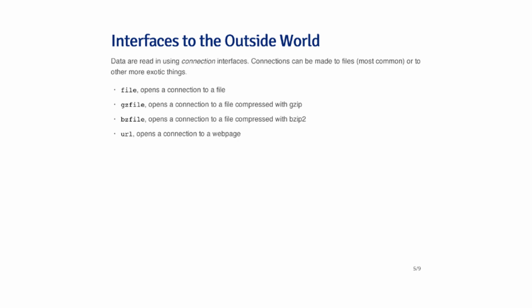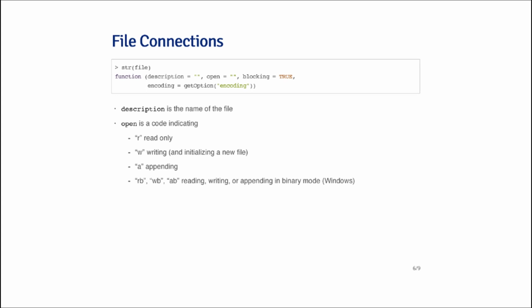So this can be useful for reading text files and other types of text files. gzfile and bzfile are used for opening connections to compressed data files. So gzfile is used for files that are compressed with the gzip algorithm, and bzfile is for opening connections to files compressed with the bzip2 algorithm. Files that are compressed with gzip usually have a gz extension, and files compressed with bzip2 usually have a bz2 extension.